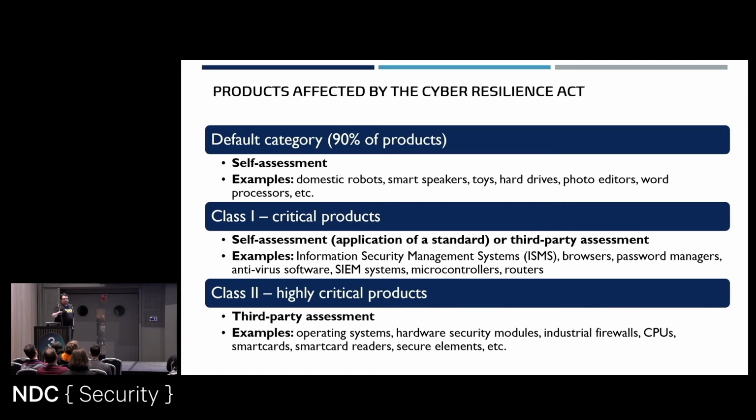This is mandatory to have a third-party assessment, so you can't just go out there and say, I promise I've been doing a good job on security on these things. You need to be audited by a third party to validate that. This is where operating systems and hardware security modules, industrial firewalls, CPUs, and so on will fall under. So what does this actually mean?